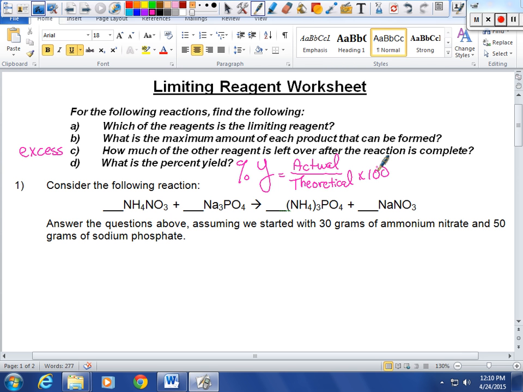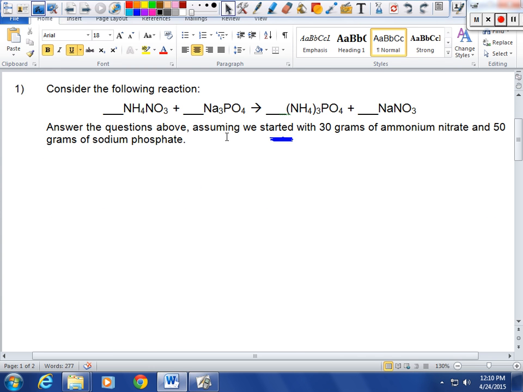Okay. So let's go ahead and look at problem number 1. Matter of fact, I'm just going to erase this and go ahead and slide it up. I meant to talk about this. I didn't even finish point B. What is the maximum amount of each product? We're actually going to kind of scratch out the word each, and I'm just going to pick one random one and determine the max amount of product that can be formed. And I'm going to pick one of the products, just so we don't have to do both of them. Okay? All right, so problem number 1.